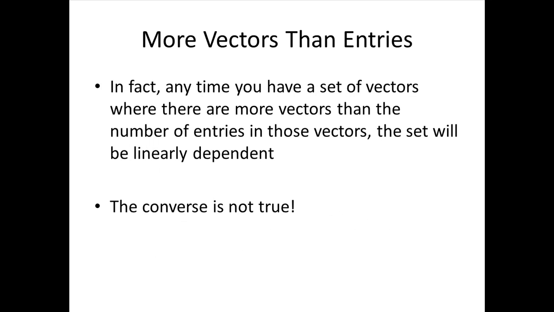In fact, anytime you have a set of vectors where there are more vectors than the number of entries in those vectors, the set will be linearly dependent. So if you had 7 vectors in R4, I don't care what those vectors are, they have to be linearly dependent. If you had 3 vectors in R2, they must be linearly dependent. But the converse is not true. If you had, say, 3 vectors in R5, maybe it's linearly dependent, maybe it's linearly independent. Not sure. So the converse of this statement is not true. But if you have more vectors than the vectors have entries, then the set must be linearly dependent.